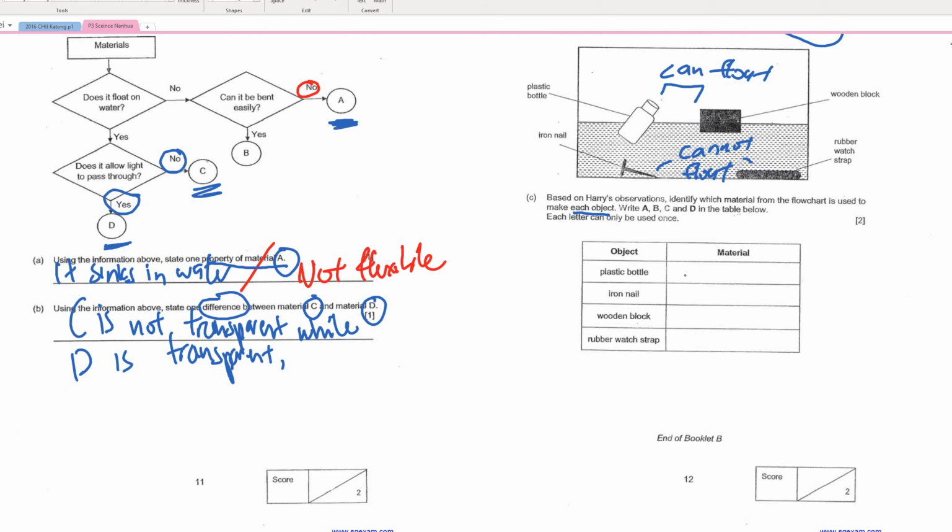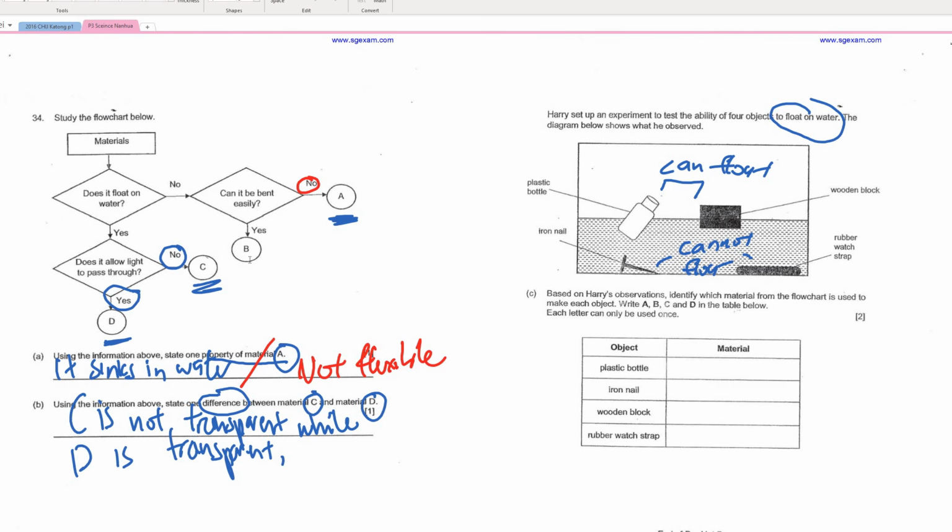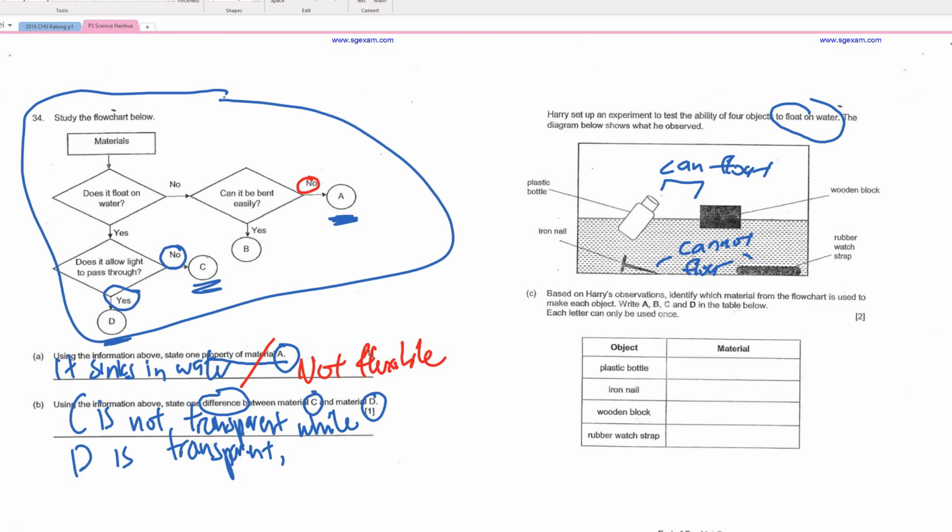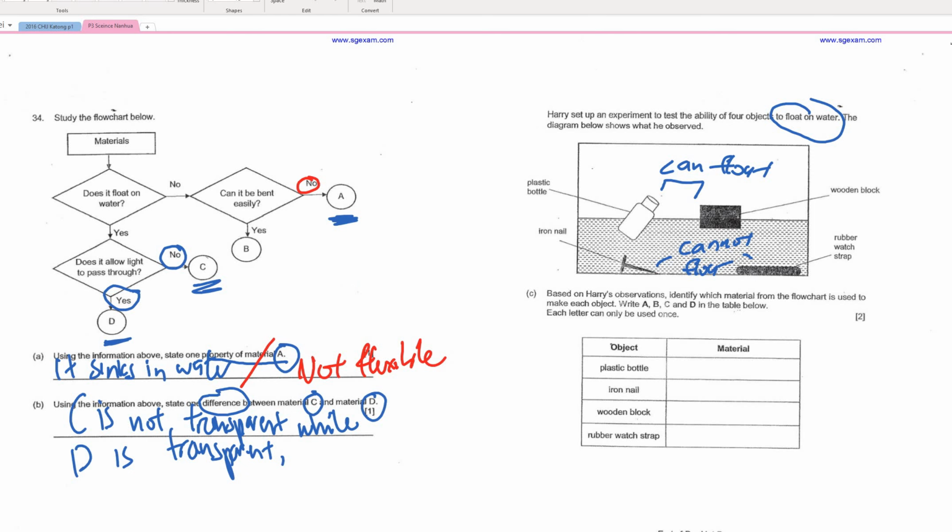Alright. So we cannot write metal or fabric or plastic over here. No. The question wants us to use the alphabets provided in the earlier part of the question over here. So plastic bottle, let's take a look. Does it float on water? Yes. Does it allow light to pass through? Yes. You can actually see through your plastic bottle. So the best answer for plastic bottle is D.